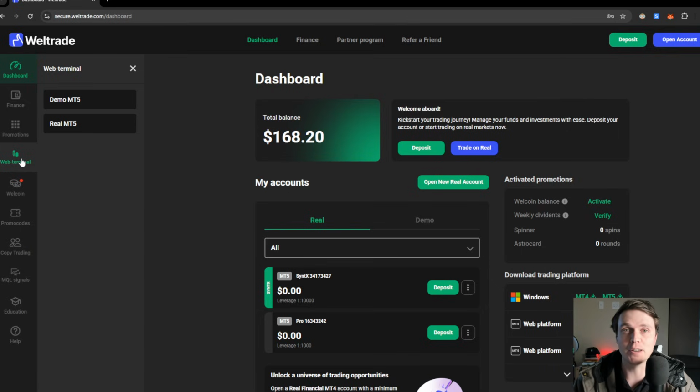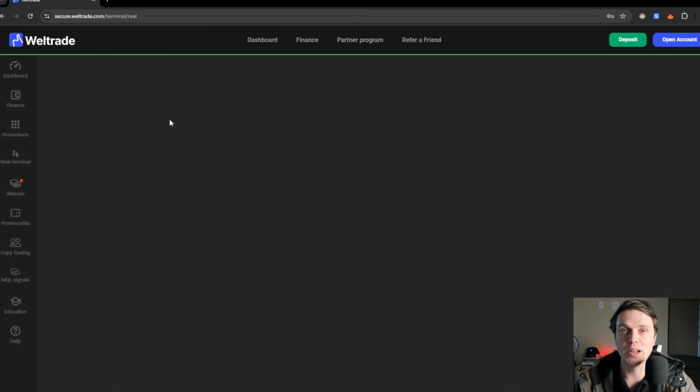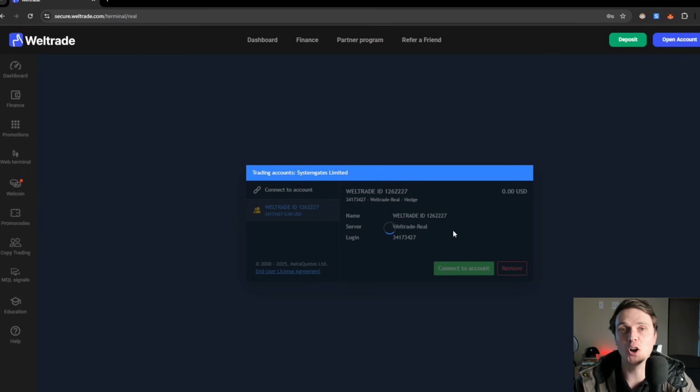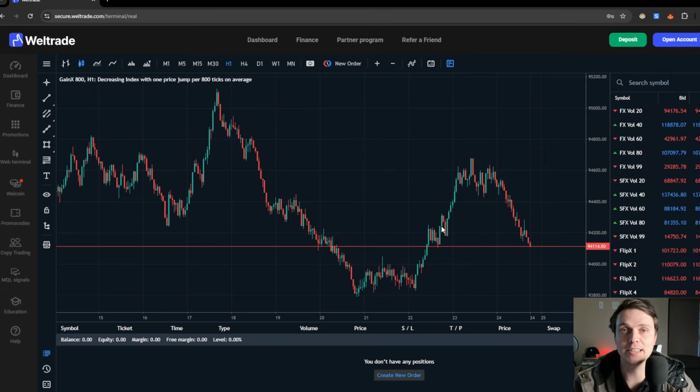Obviously you need to deposit if you want to trade, but you can also trade on a demo account if you want to test them out first. So I'm on the real MT5 account, and after you've logged in with that, you'll have access to the TradingView chart on Weltrade, which is insane. You can actually do your full analysis on here.